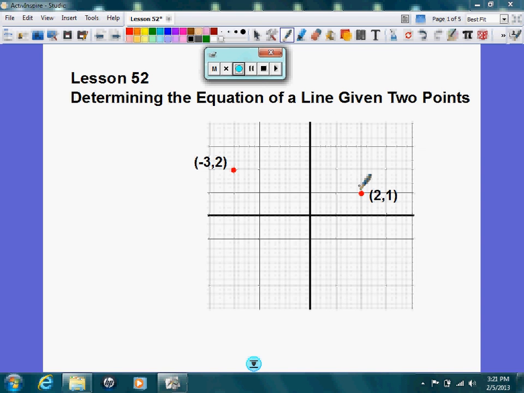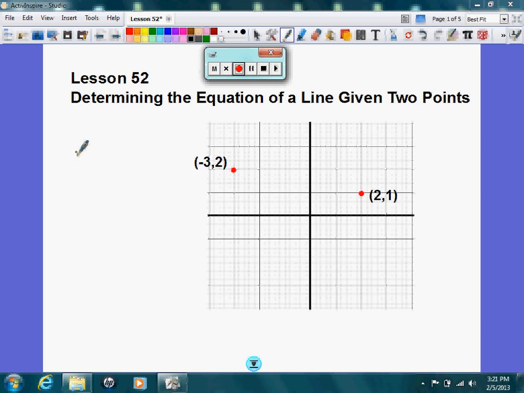Lesson 52, determining the equation of a line given 2 points, or the coordinates of 2 points. Here we have a piece of graph paper, and we have 2 points that are located. This point has coordinates of -3, 2 up 1... and this point has coordinates of +2, up 1. What would be the equation of the line given these 2 points?